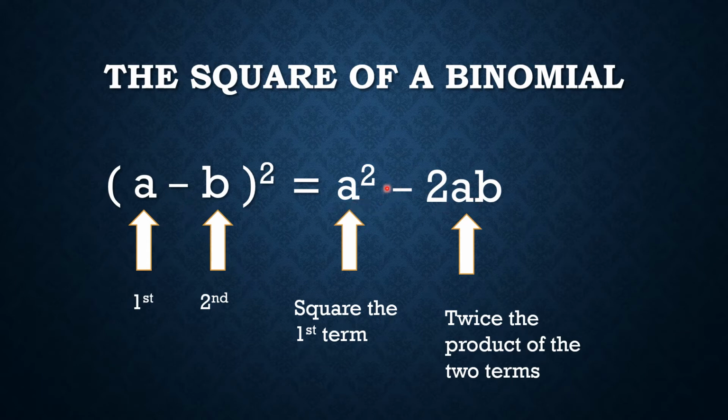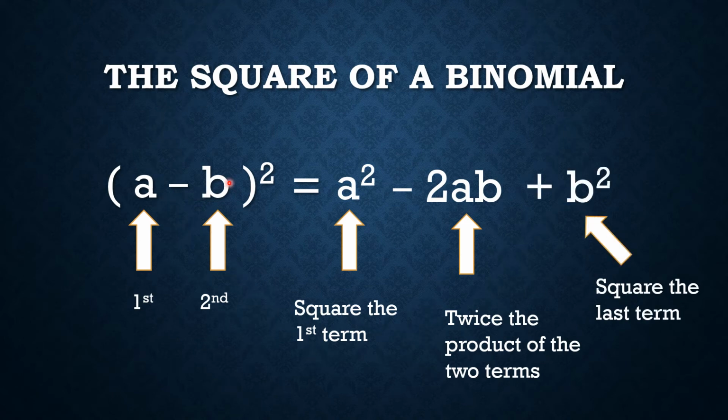Bakit negative ito? Because the sign of this, okay, is negative. Next is to square the last term. So B times B, that is B squared. So the square of A minus B is equal to A squared minus 2AB plus B squared.